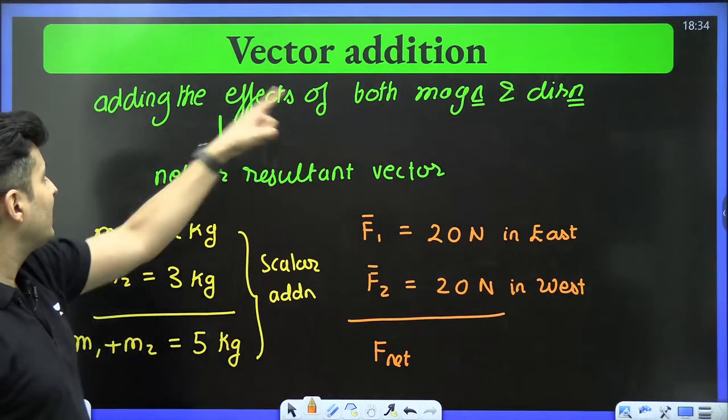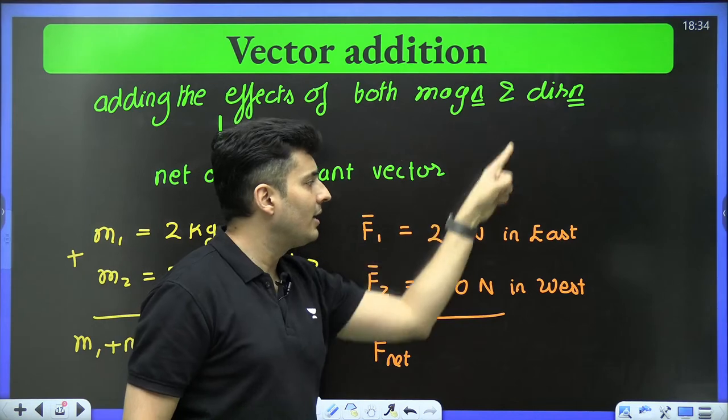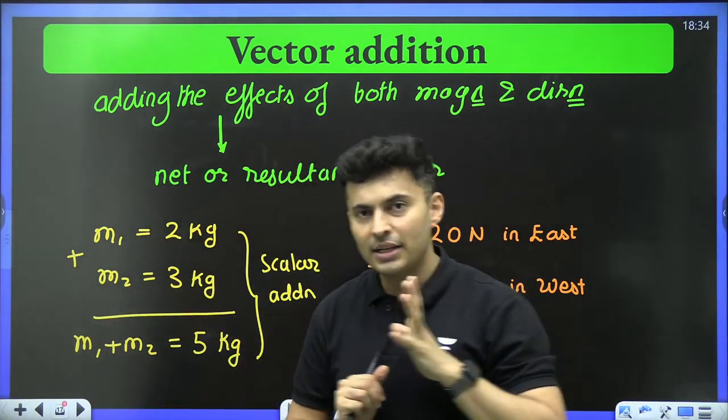What does vector addition say? Adding the effects of both magnitude and direction. So what do you think? 20 Newtons east, 20 Newtons west.